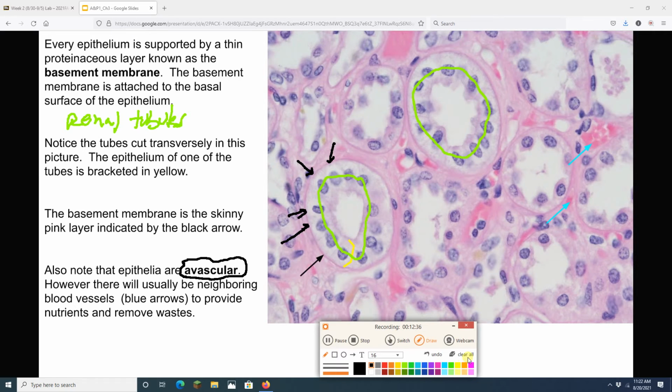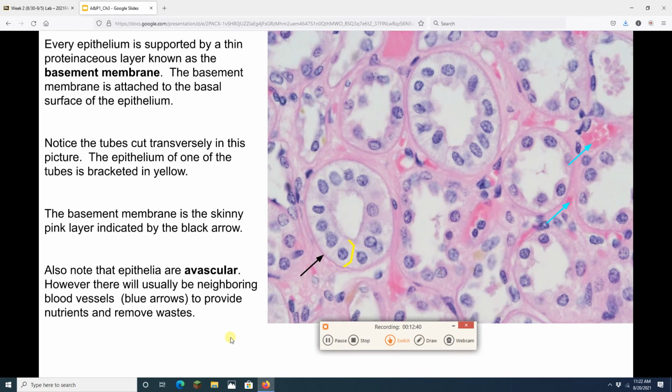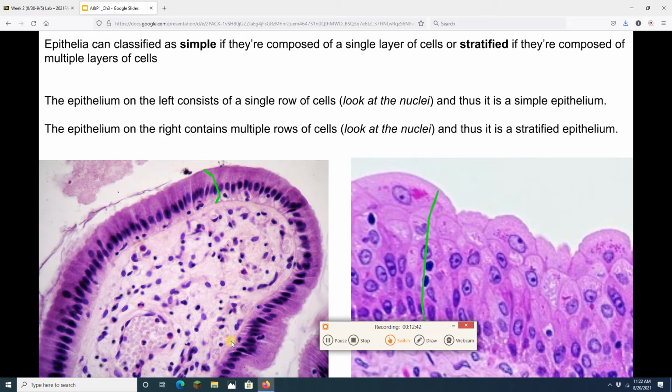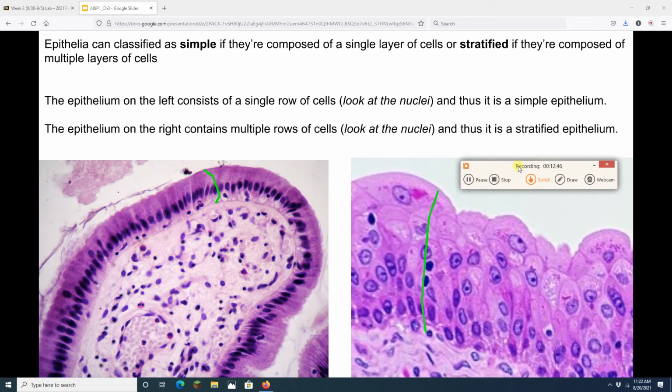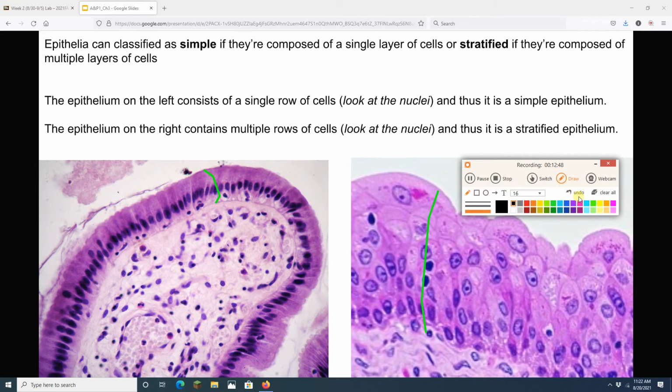All right. Almost done our epithelium introduction. When we're talking about epithelia, we often want to classify them. And there's two basic classifications we can do right off the bat. We can say epithelia are simple if they're composed of a single layer of cells, or stratified if they're composed of more than one layer of cells.